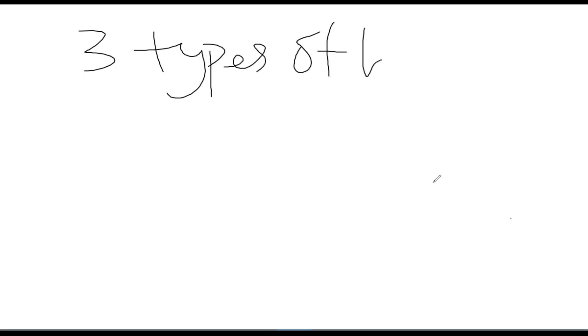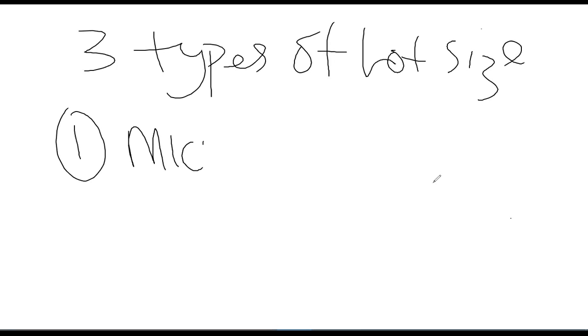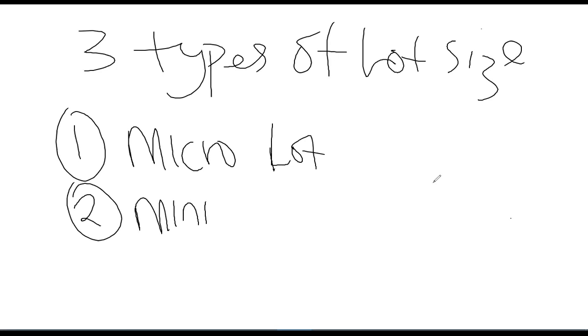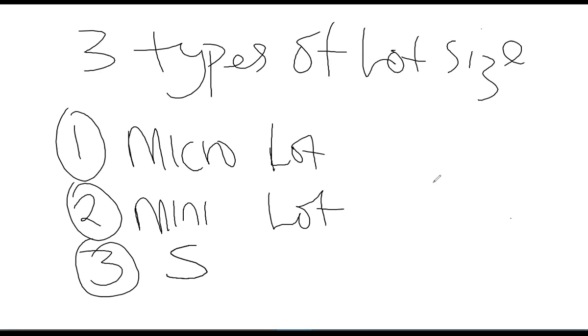Okay, and I say we have three types of lot sizes. We have three types of what? Of lot size. Number one, I say we have the micro lot. Number two, we have the mini lot. Number three, we have the standard lot. And I was trying to explain how these lot sizes work.